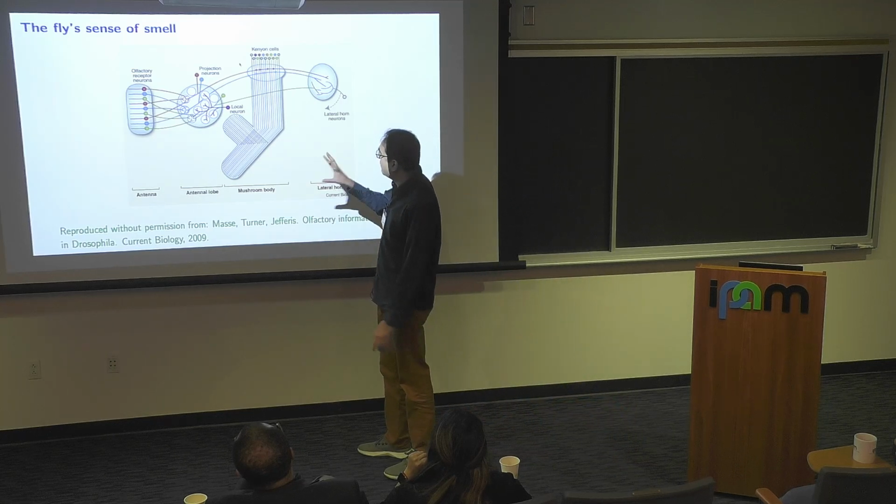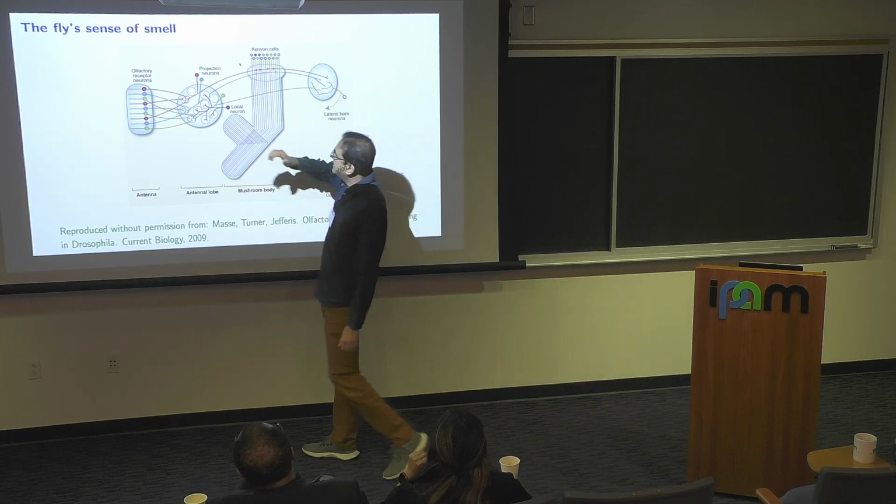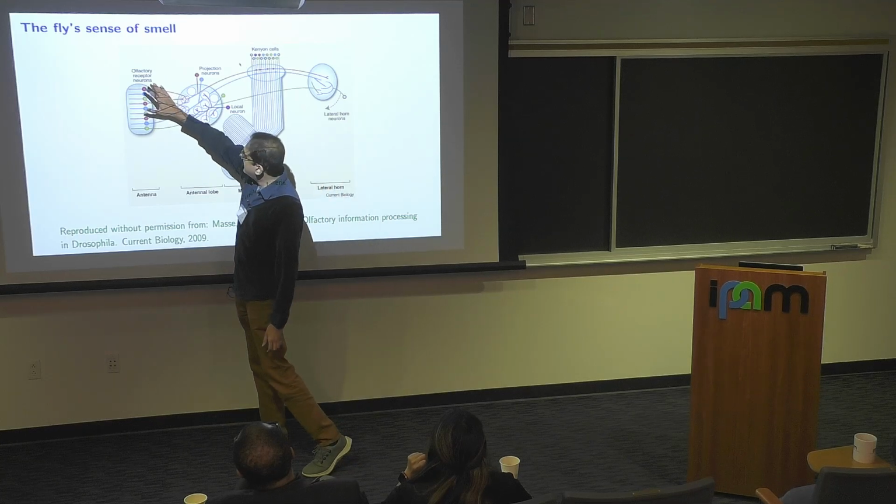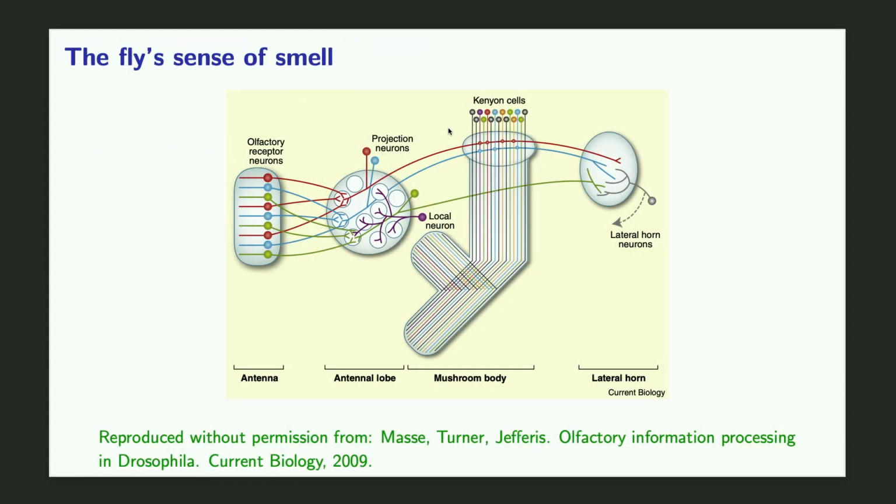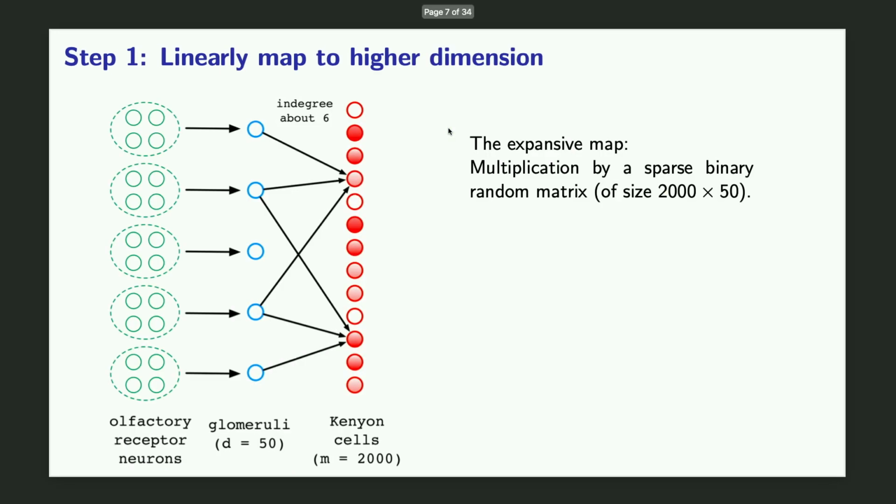Just at a very high level, I will not go into any details here. The olfactory input to the fly can be thought of as roughly a 50-dimensional input. And the first thing that happens is that it gets expanded to about 2,000 dimensions. And let me talk about how this happens because it's kind of interesting.